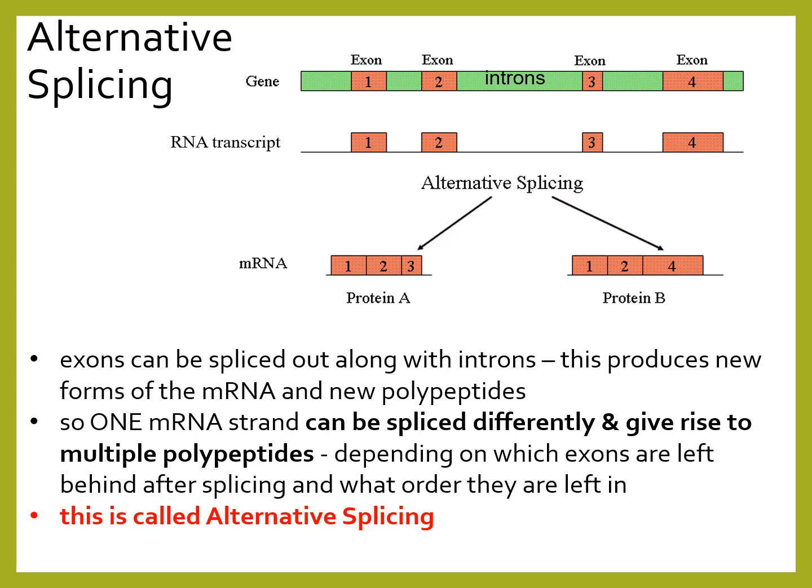And in this figure, you can see protein A is made up of exons 1, 2, and 3, and protein B is made up of exons 1, 2, and 4. So in protein A, exon 4 was spliced out along with all of the introns. And in protein B, exon 3 was spliced out with all of the introns.